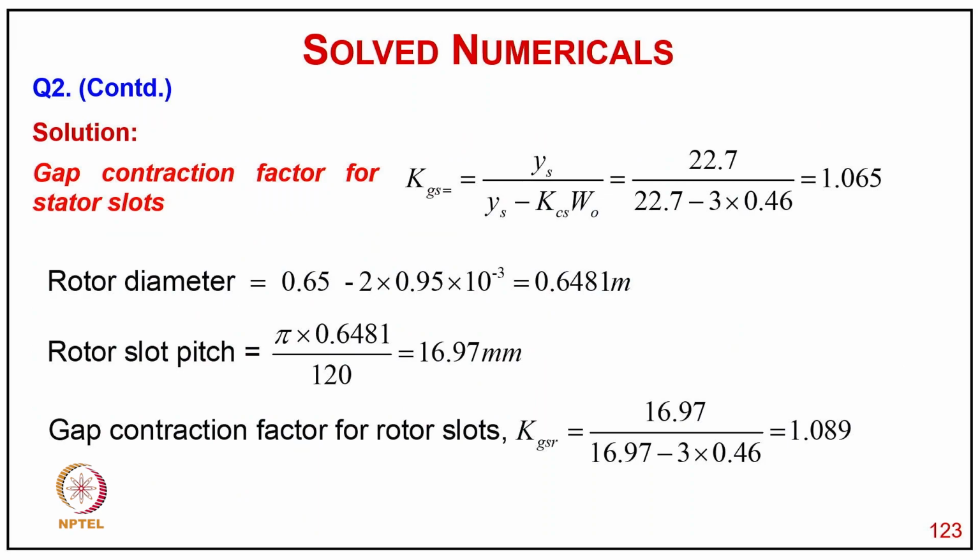Now coming to the solution. The gap contraction factor for stator is Kgs equal to Y upon Y minus Kcs into W0. So putting the value, it comes 1.065, and the rotor diameter we can find out from the diameter of the air gap minus that. So it comes 0.6481 meter, and the rotor slot pitch pi D upon slot number comes 16.6797 millimeter, and the gap contraction factor Kgs, putting the value, comes 1.089.